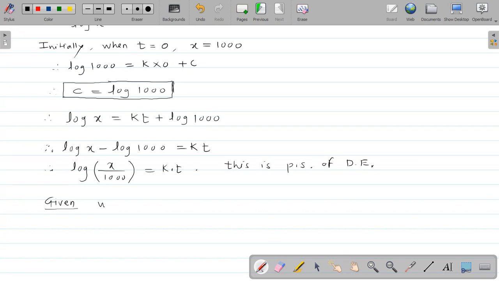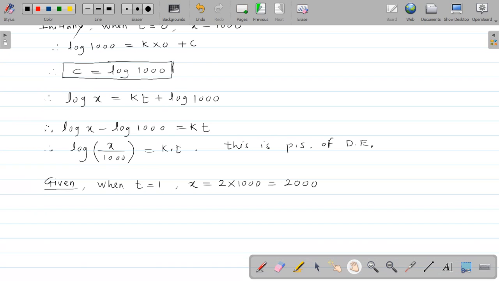We are given that when t is equal to 1 hour, the number of bacteria will double. So originally it was 1000. So after 1 hour it will be 2 into 1000, that is equal to 2000. So the value of x will be 2000. If you put this value in this particular solution, then what will you get? You will get log of 2000 upon 1000 is equal to k into 1.